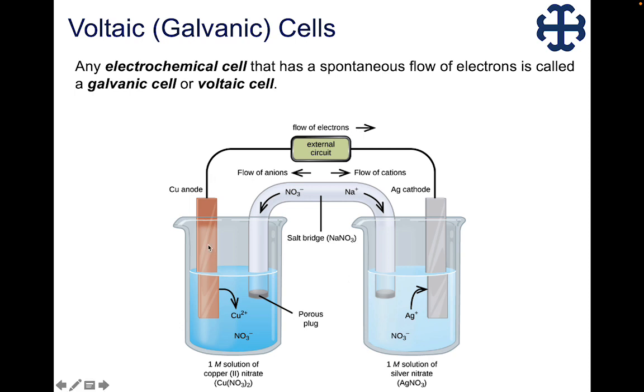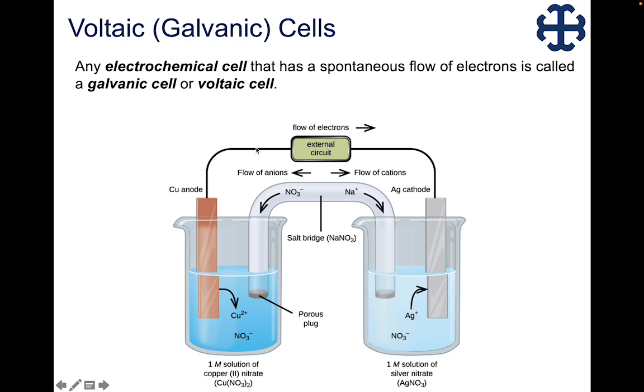We have an anode that is where oxidation is going to take place. And so our electrons are going to flow through some sort of circuit to our cathode where reduction will then take place. And so in this example, we have some metal cathodes.